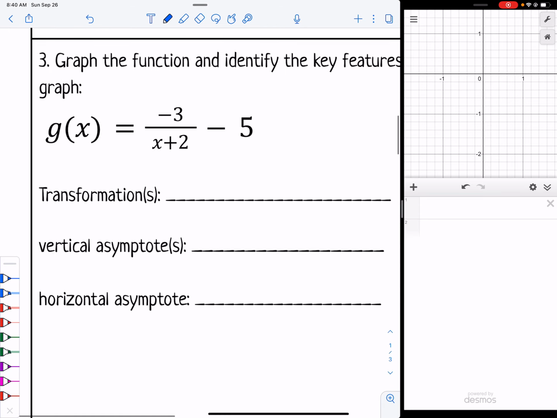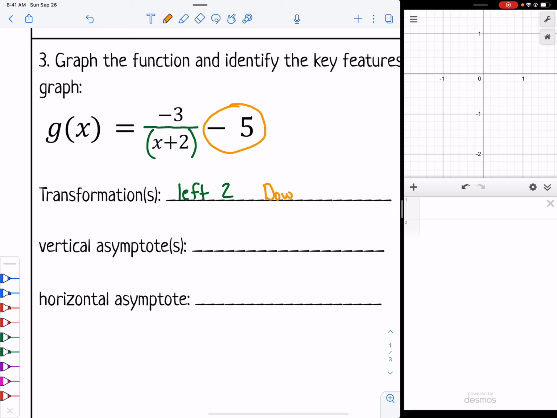So this one's written in a way that we can look at it and pick out the transformations. I can see that this one has a left-right shift because it has x plus 2 in a grouping symbol. It's underneath the fraction bar, in other words. Since this is plus 2, this function is going to shift, not right, it's going to shift to the left. Remember, if it's positive 2, it goes to the left 2. And then it's also going to shift down 5. Remember that number out back, we always think of it as what it looks like. So if it's negative, it goes down. And if it was positive, it would have gone up.